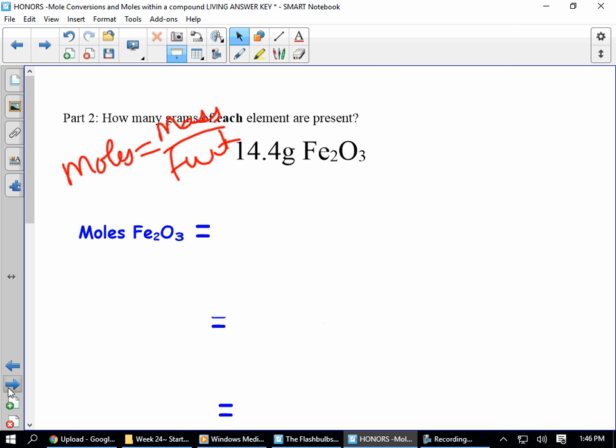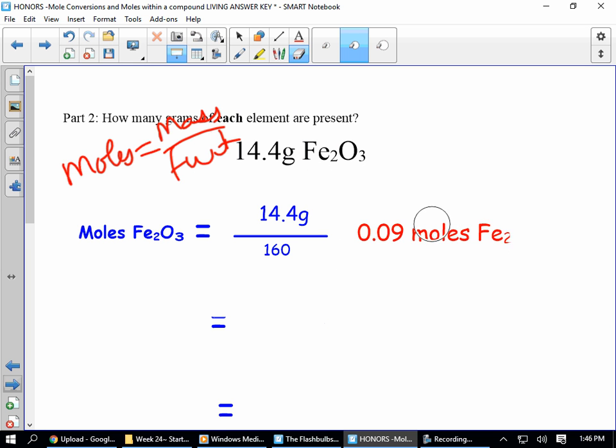So what we're going to do here is I'm going to have my mass, which is 14.4. I'm going to put it over the formula weight of my whole thing, so Fe2O3. 56, 56, and 3 16ths gives me a formula weight of 160. When you do that, you get 0.09 moles of the whole compound.